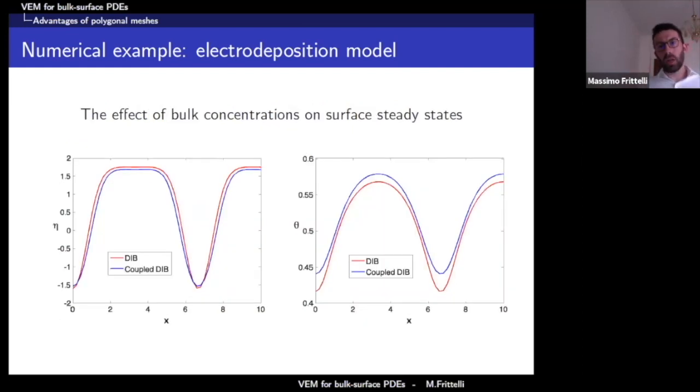Here, I'm going to show a comparison in which electrode growth occurs with or without the effect of the fluid. So what's the difference? We observe, in the left plot, that in the coupled bulk surface model, the blue line, we have less growth and less corrosion. In the right plot, we observe that the chemical composition of the electrode is just shifted up. So this is numerical evidence.